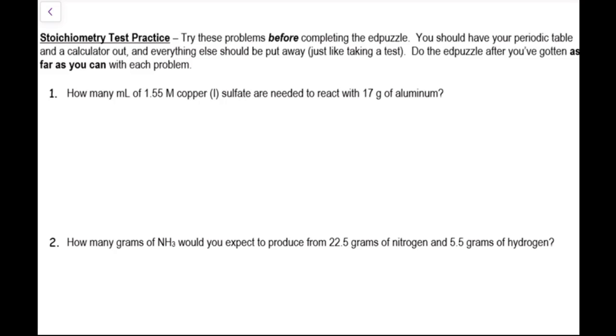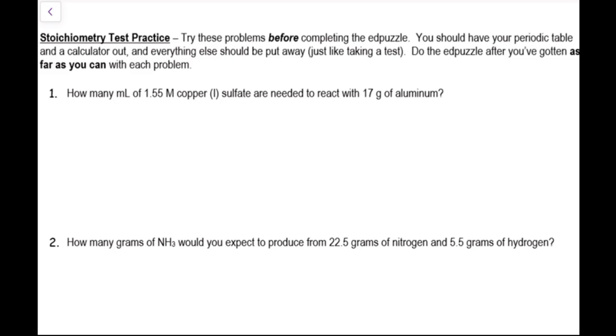And when I say try, I mean put everything away except for your periodic table and your calculator and see how much you can do. All 4 of these problems require you to come up with a balanced equation. You won't have to do that on all of the problems on the test. I've just given you maybe some slightly more difficult examples just to make the test hopefully a little bit easier for you.